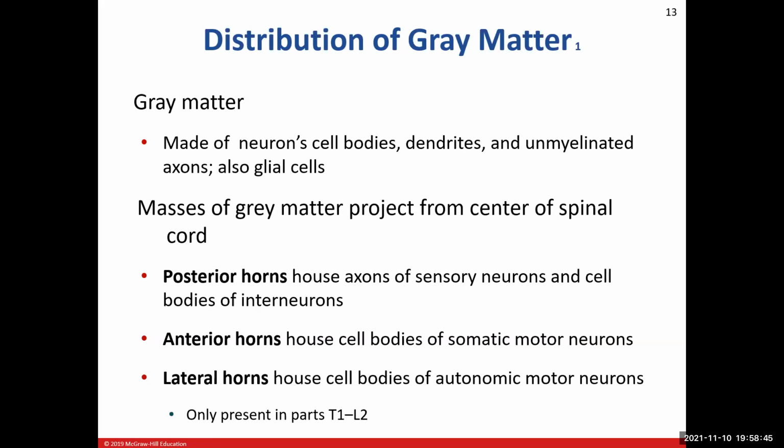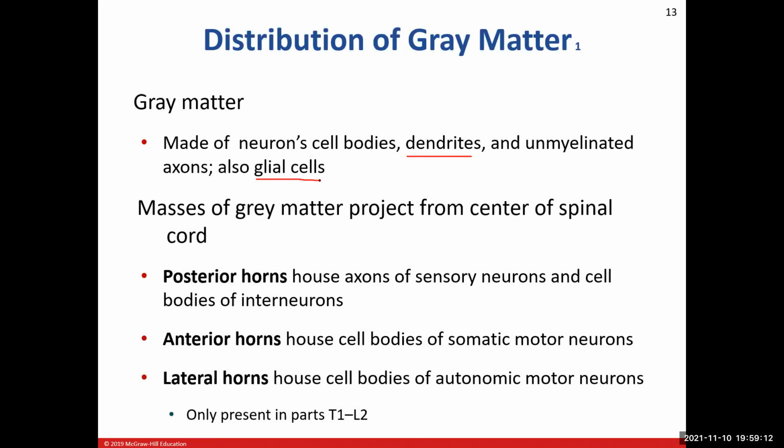You should know this already, what gray matter is. It's primarily going to be cell bodies and unmyelinated axons. Included, obviously, are the dendrites, the processes that come off the cell bodies. We don't really talk about the glial cells all that much, but they're included in there because they make up a good amount of the nervous tissue there.